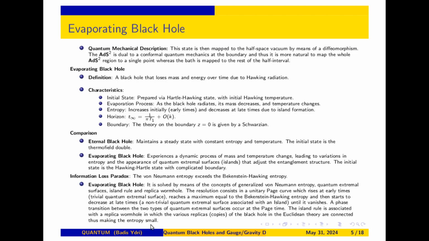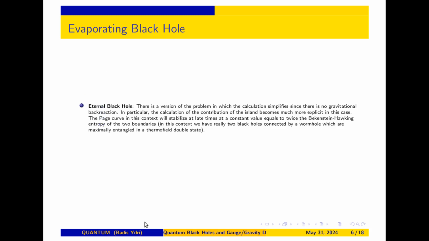The island rule is associated with a replica wormhole in which the various replicas, copies, of the black hole in the Euclidean theory are connected, thus making the entropy small. As it turns out, there is a version of the paradox in the eternal black hole in which the calculation simplifies since there is no gravitational backreaction. In particular, the calculation of the contribution of the island becomes much more explicit in this case.